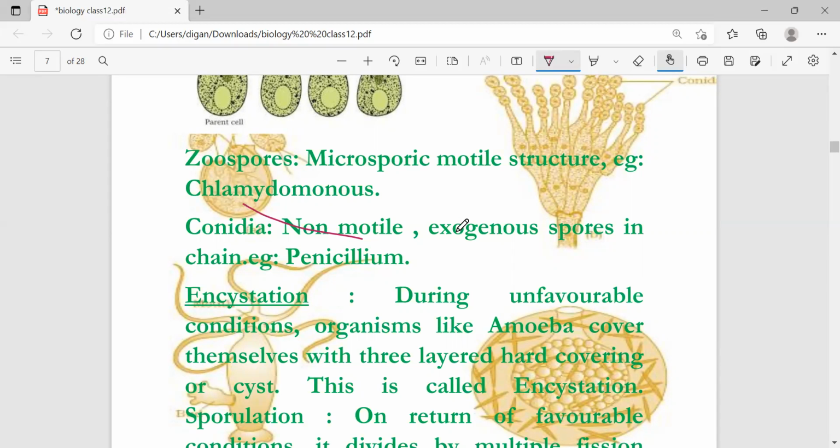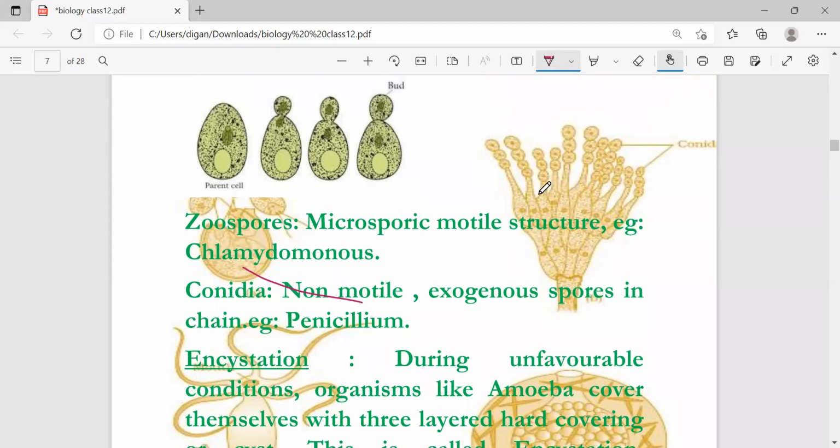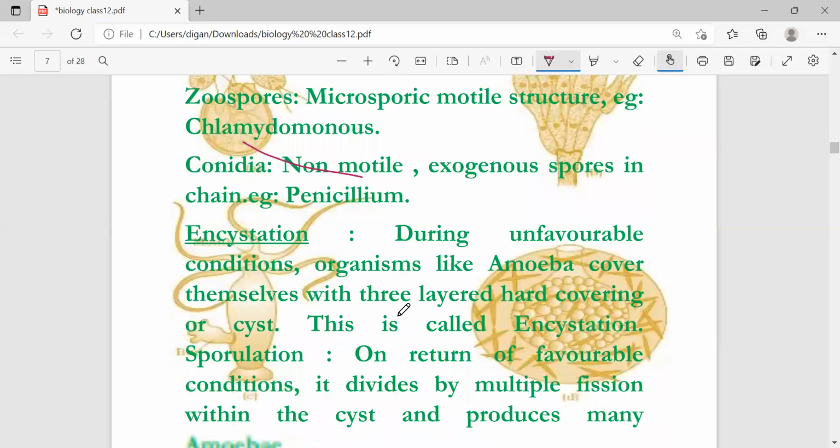Then conidia, non-motile and exogenous spores. Example is Penicillium. So look, this is the Penicillium. These are the conidia, means these conidia are non-motile, means they are also minute, but they are non-motile, means they can't move. Zoospore can move with the help of flagella present in them. So this is the structure of zoospore, and these are the flagella, and these are the conidia. They are non-motile. Example is Penicillium.